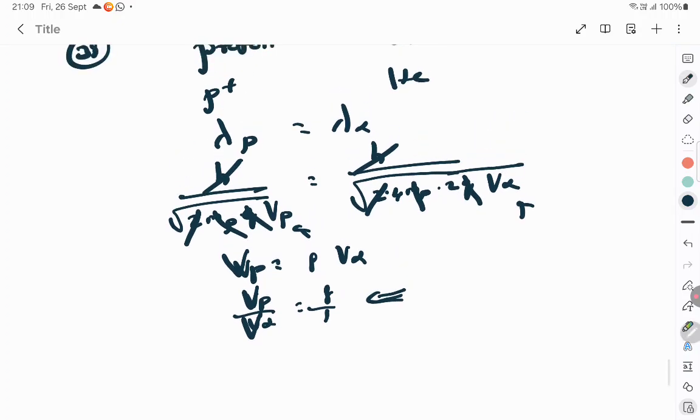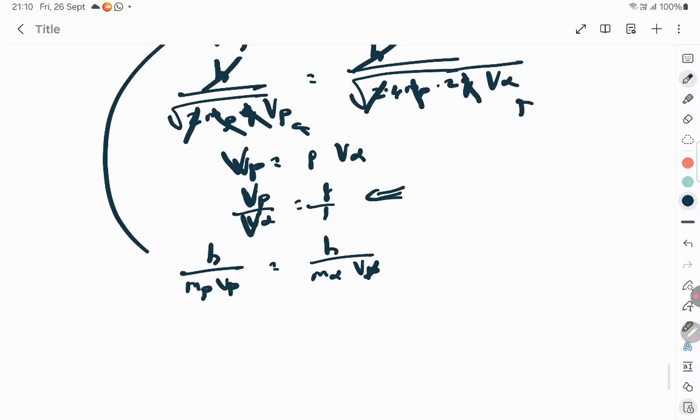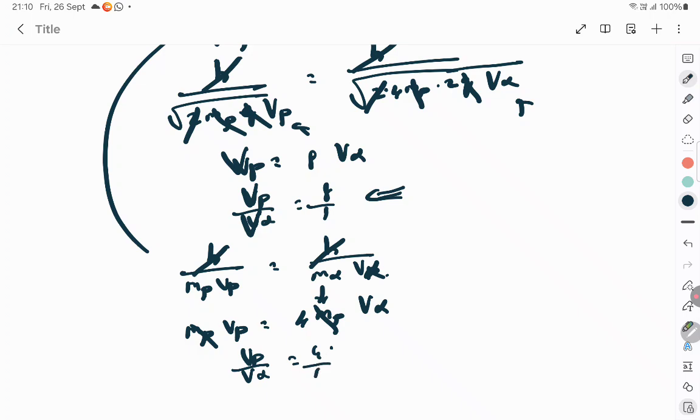The de Broglie wavelength is the same. So lambda is equal to h by mass of the proton times velocity of the proton, which is equal to h by mass of the alpha particle times velocity of the alpha particle. All I know, h and h get cancelled. So mass of the proton times velocity of the proton equals mass of the alpha particle, which is 4 times the mass of the proton, into V alpha. Mp gets cancelled. Velocity of the proton by velocity of the alpha particle is 4:1.